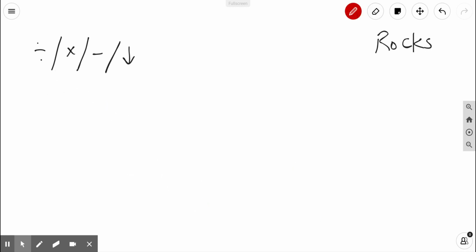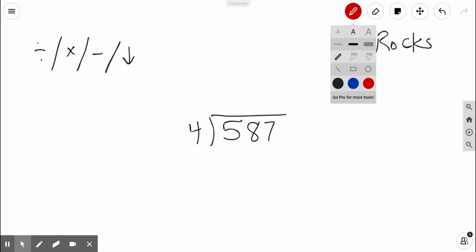Just get rid of that big red arrow. And I'm going to do the problem 587 divided by 4. Let's stay on the topic of rocks just because. If I have 587 rocks and I want to split them up into 4 groups, how many would be in each group? Okay, so switch back to red.